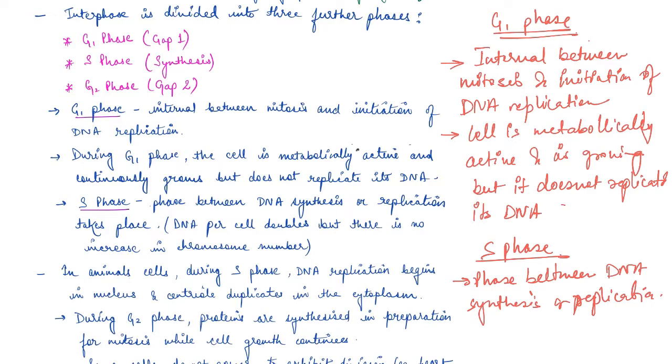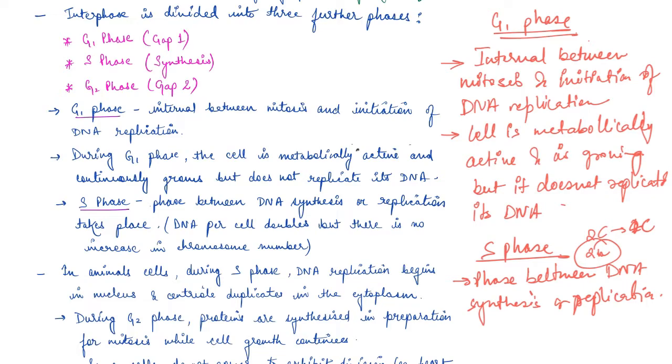So say that if the initial amount of DNA is 2C, now it increases to 4C, right? If it is 2C, it increases from 2C to 4C. But there is no increase in the chromosome number. So if the cell is diploid, that is 2N number of chromosomes, it remains the same. Even after the S phase, this 2N number of chromosomes remains the same, right?